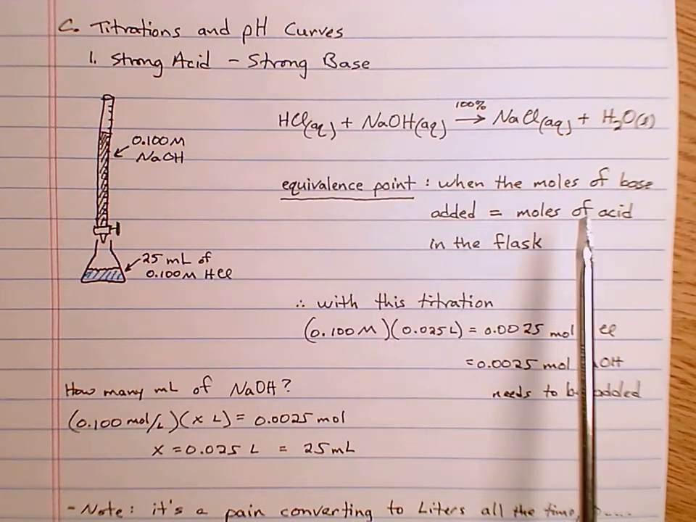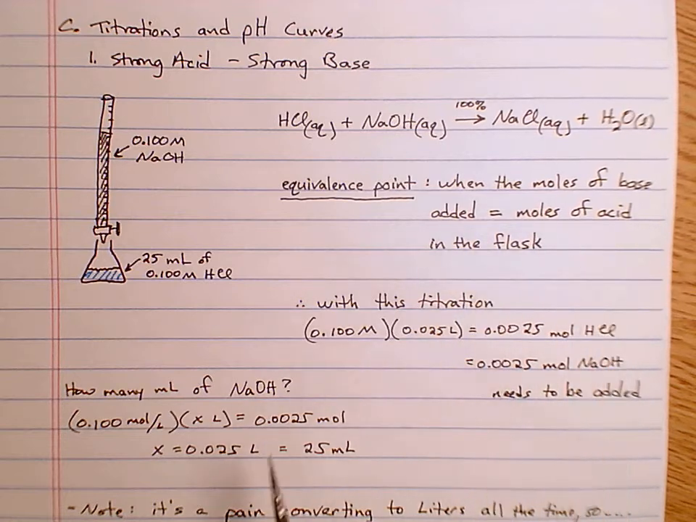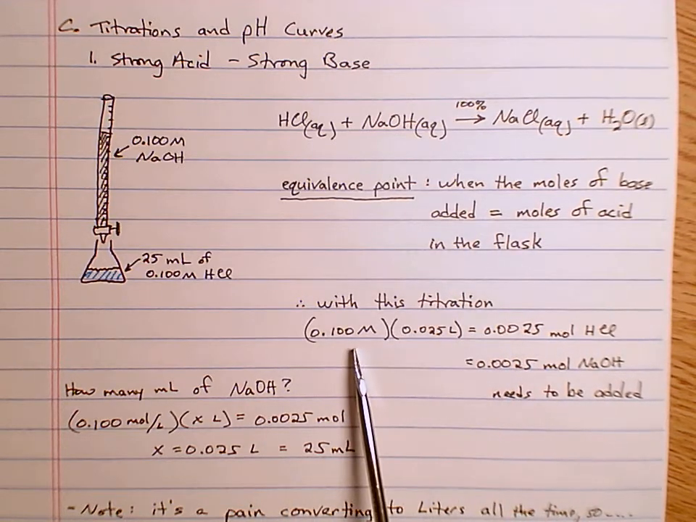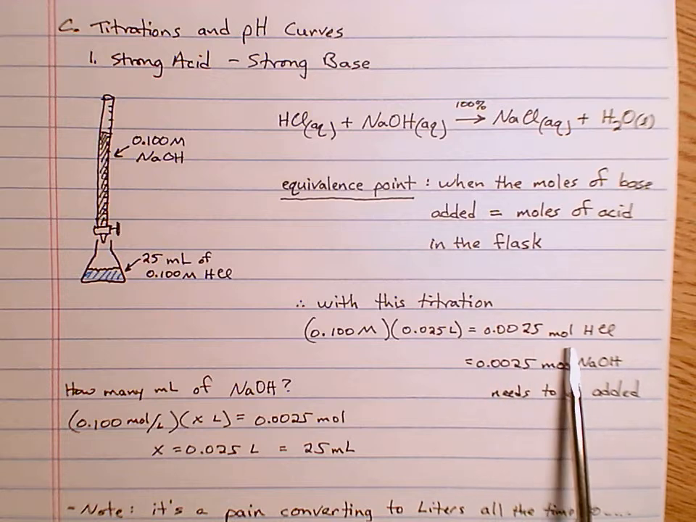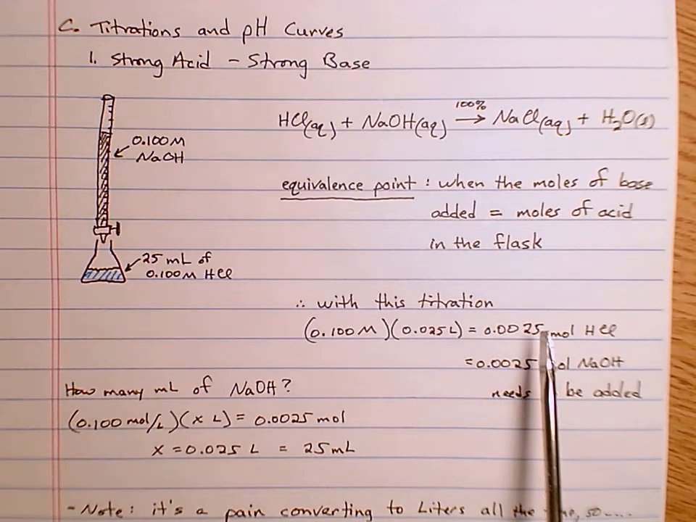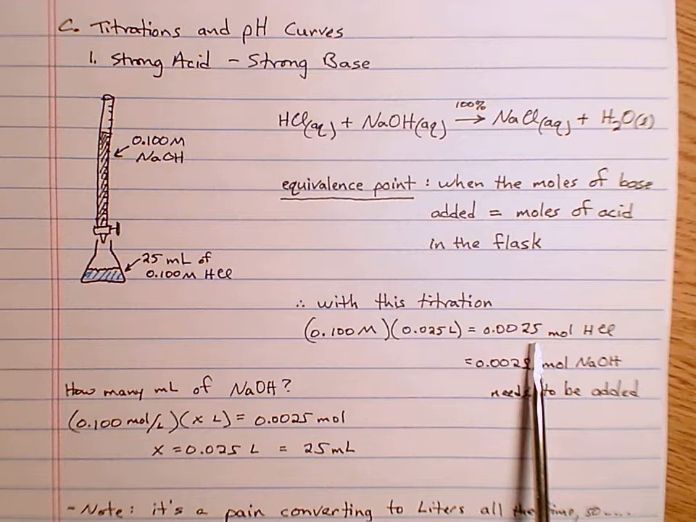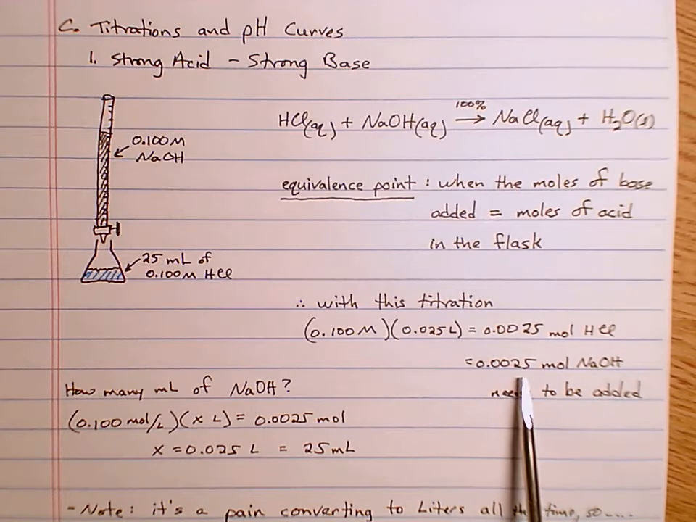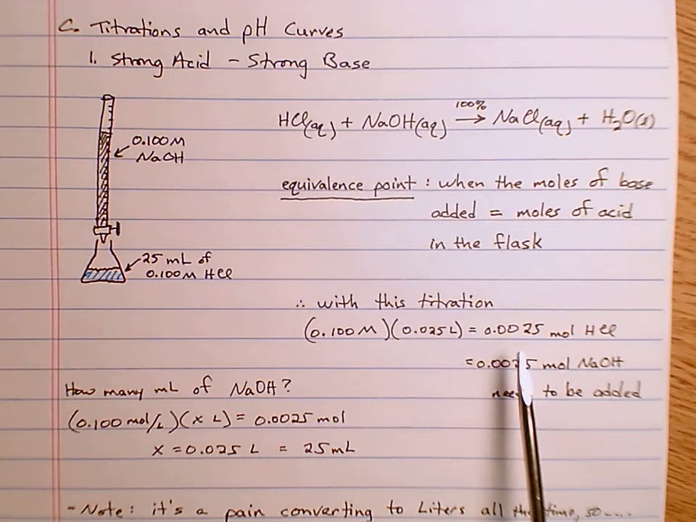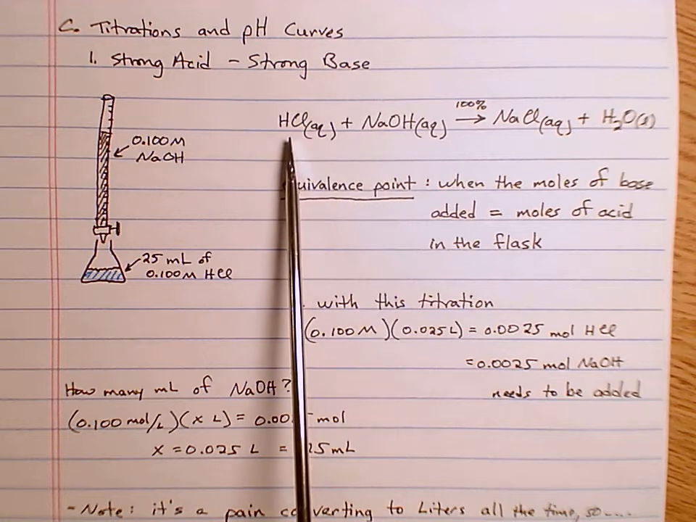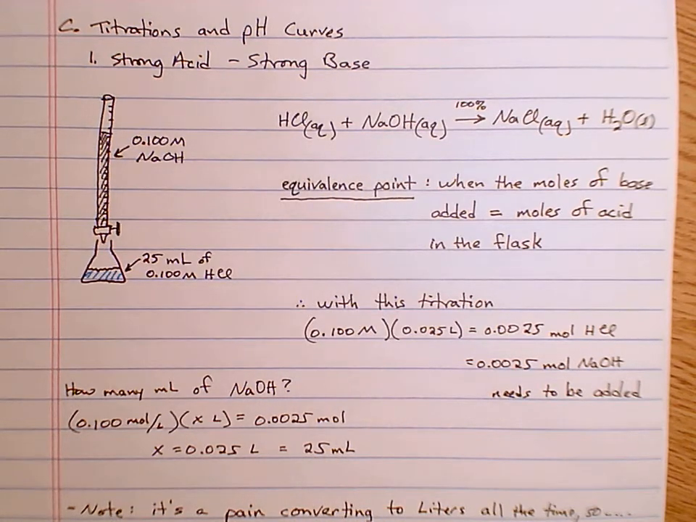Since at the equivalence point, moles of base equals moles of acid, we can calculate our moles of acid, the molarity, 0.1 molar times 0.025 liters, or 25 milliliters, gets 0.0025 moles of HCl. So that tells us that at the equivalence point, we're going to need 0.0025 moles of NaOH because of our 1-to-1 stoichiometry here. So if we have 0.0025 moles HCl, we have to add 0.0025 moles of NaOH to reach the equivalence point, to totally neutralize all of that acid with the base we're adding.